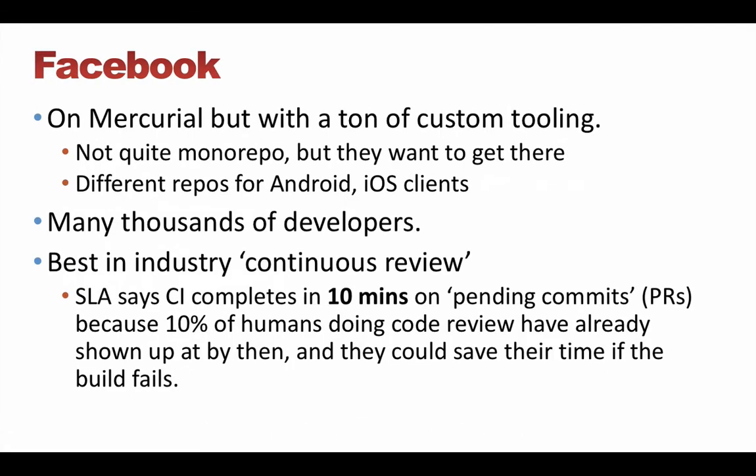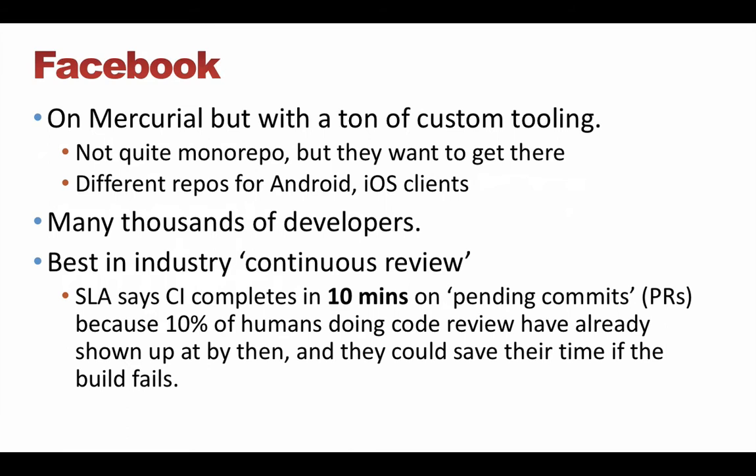Facebook, a bunch of ex-Googlers at Facebook, a slightly younger company. They're on Mercurial, or they were, not quite sure now. They don't quite have a monorepo, but they have several very large trunks for different things: one for the main web application, one for Android and iOS clients. And there are many thousands of developers. Facebook stand out for a number of reasons, one of which was they open-sourced Buck, which was like Blaze, and maybe forced Google's hand. But the second reason they stand out is that they have maybe the best in industry continuous review. They have a service level agreement that says that the CI will complete on a speculative commit, like a pull request.